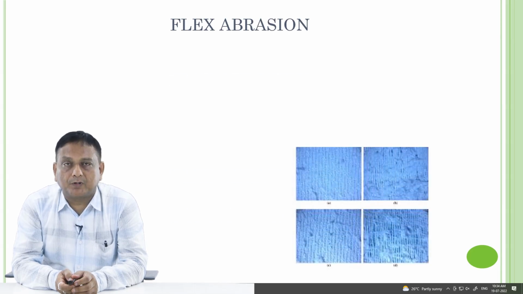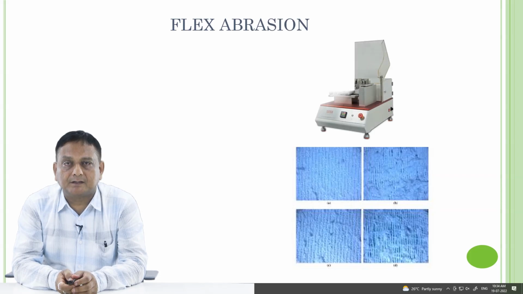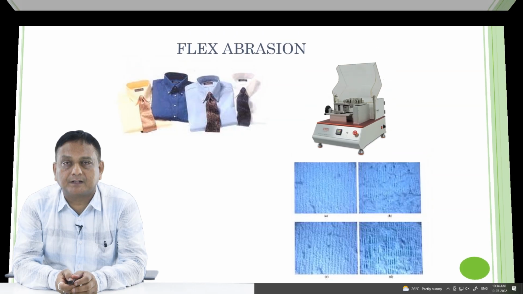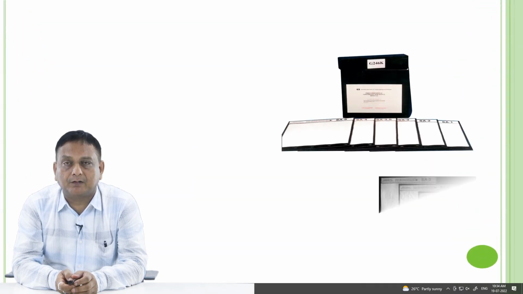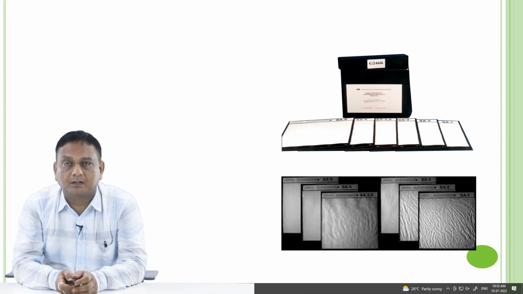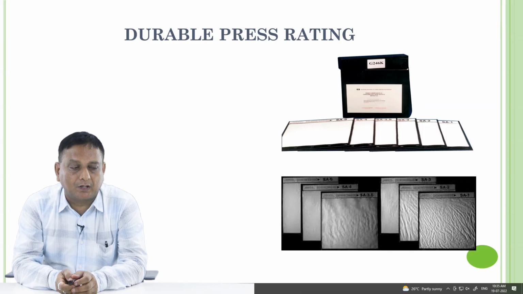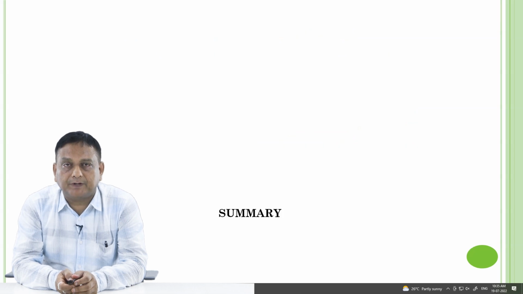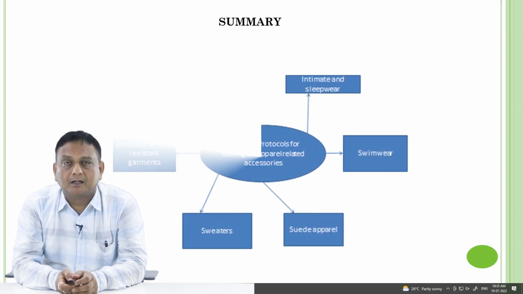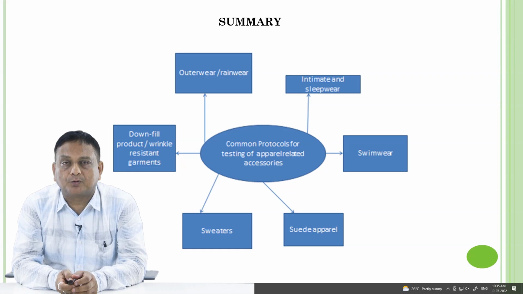There is also important testing like flex abrasion testing, which is judged through a flex abrasion tester for this kind of wrinkle resistant garment. Apart from that, wrinkle resistant garments can also be checked for appearance reduction or the durable press rating. So that is very important, how much the rating is in durable press, that is judged here.